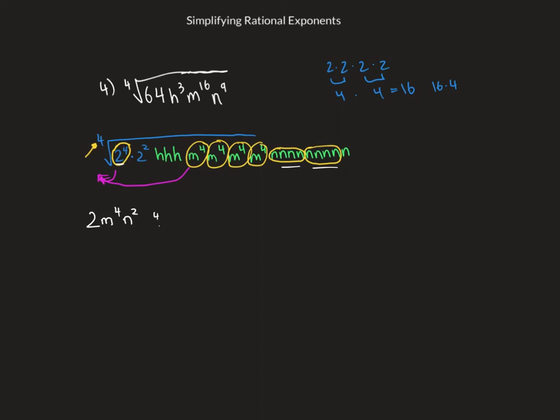So now 4 root 4. So we have 2 to the power of 2 left, so that would be just 4. And h's, none of the h's got taken away, so h to the power of 3. And then our 1 n on the end. So this would be our final answer.